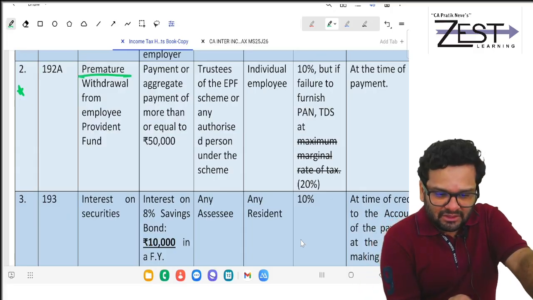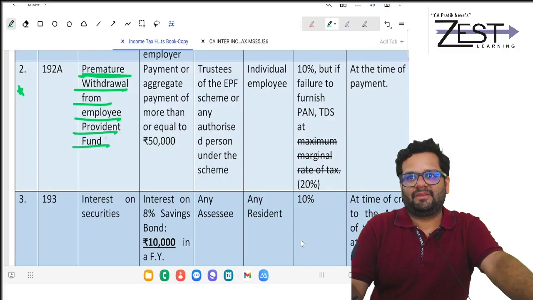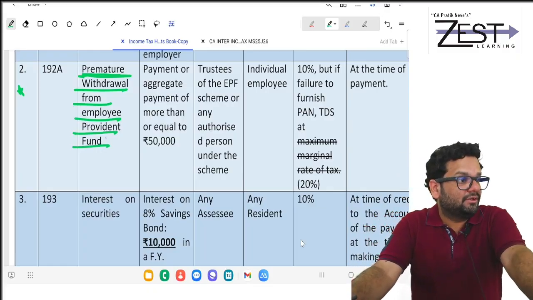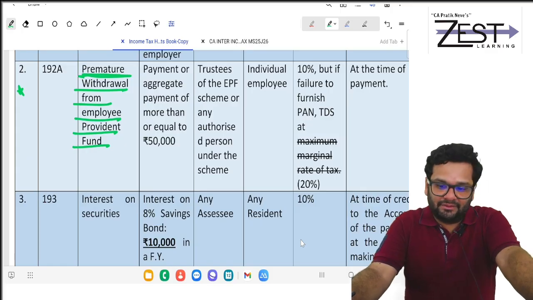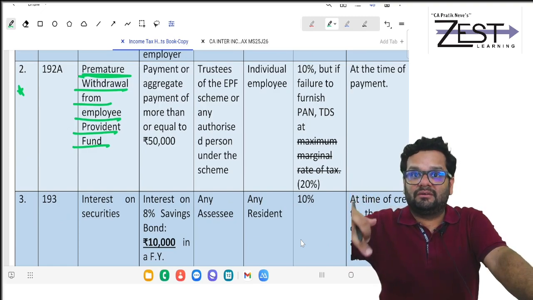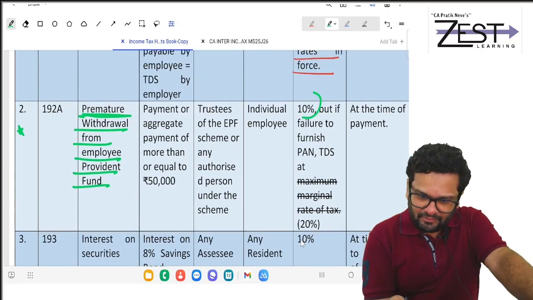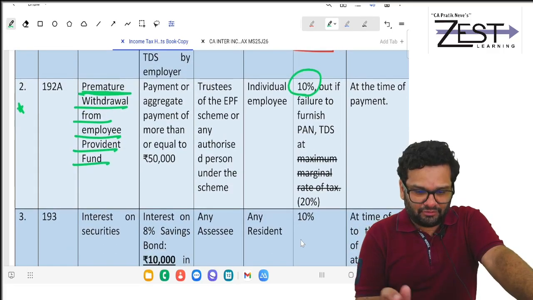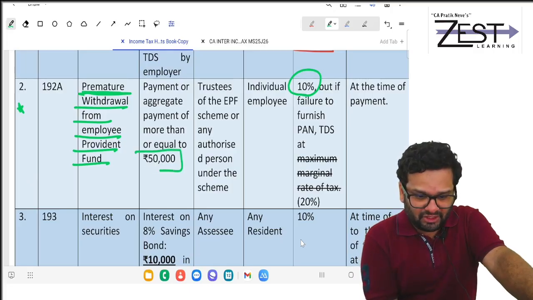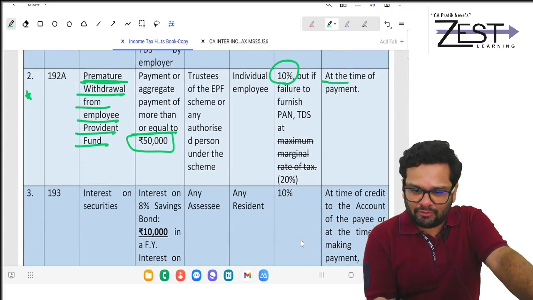So I'll give a half star to the next, 192A, premature withdrawal from employee provident fund. Means within 5 years you're taking out money from your EPF, then it is fully taxable. Then the provident fund, the one who is managing that PF, will do your TDS. At what percent? At 10%. When will they do it? If the payment amount exceeds or is equal to 50,000. When will they do it? At the time of making payment.